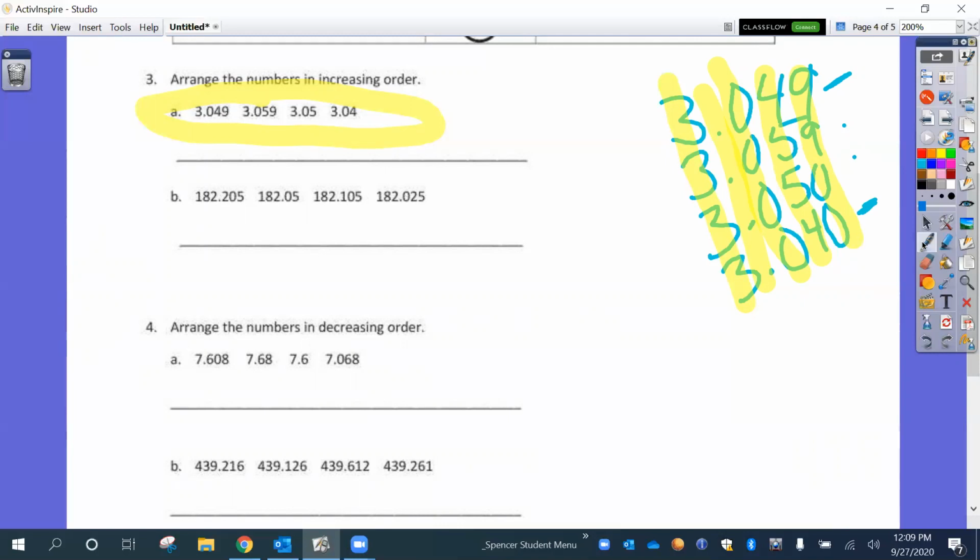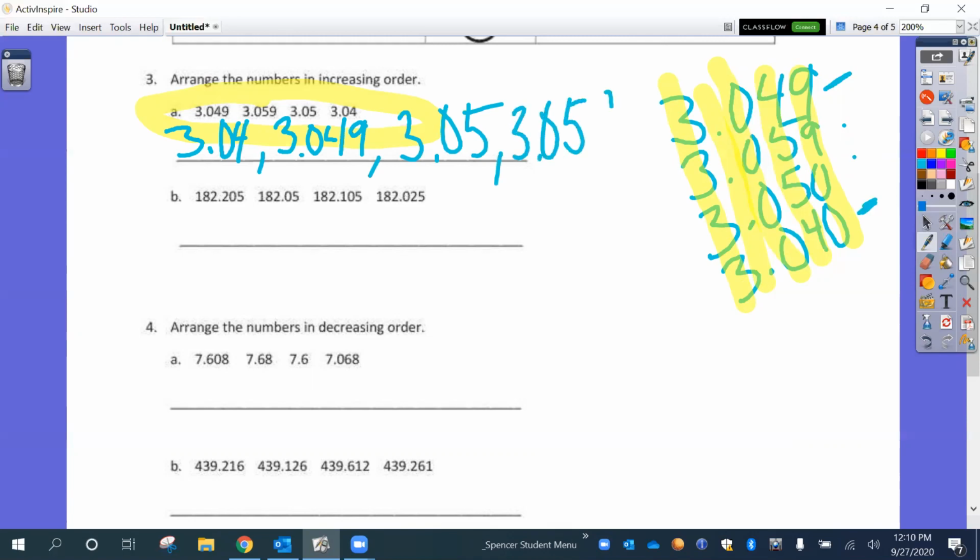So for our first numbers, we can see that 3.04 is our first number. Our second number is going to be 3.049. We just list them in order from smallest to largest. So in increasing order, we keep putting our numbers separated by commas. And then our next number is going to be 3.05 and then 3.059. Now, just lining them up to the right really helped me. I hope that it helped you.